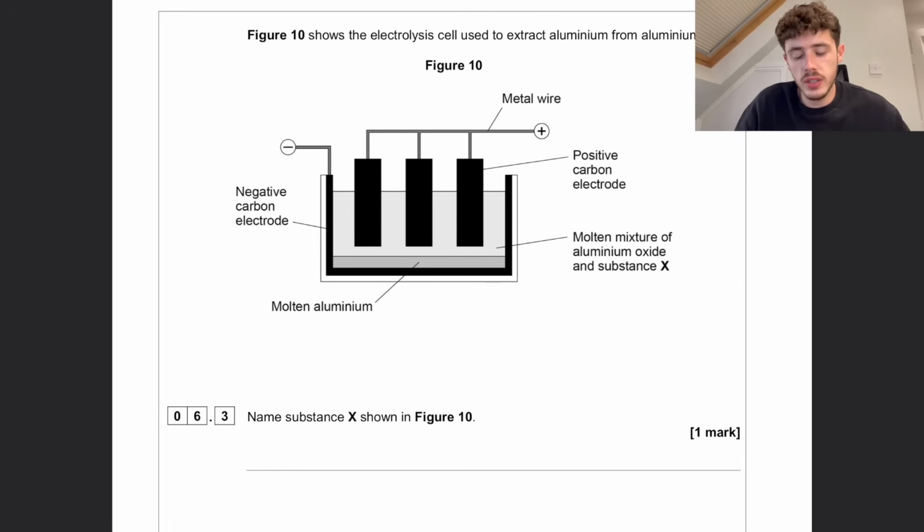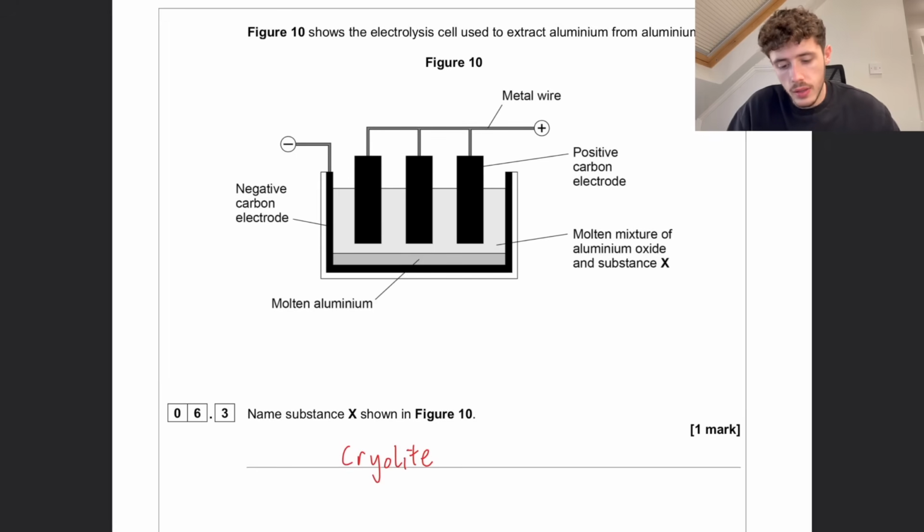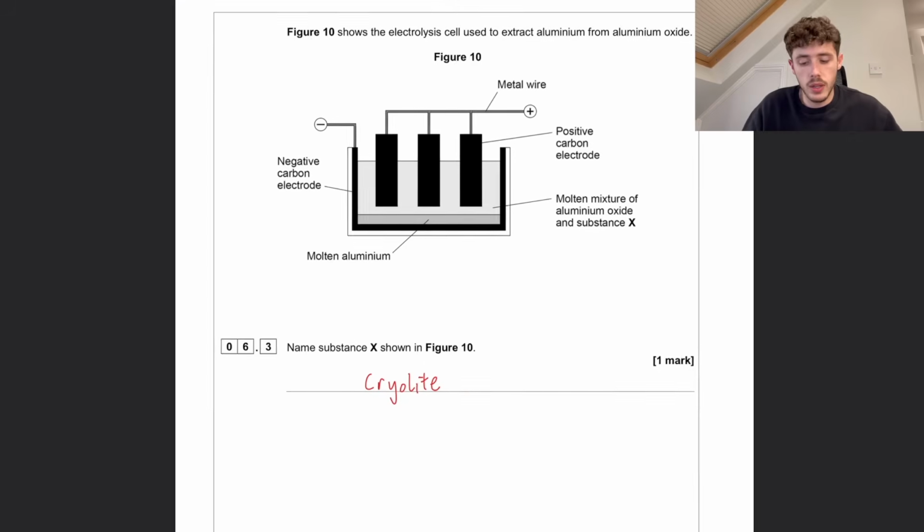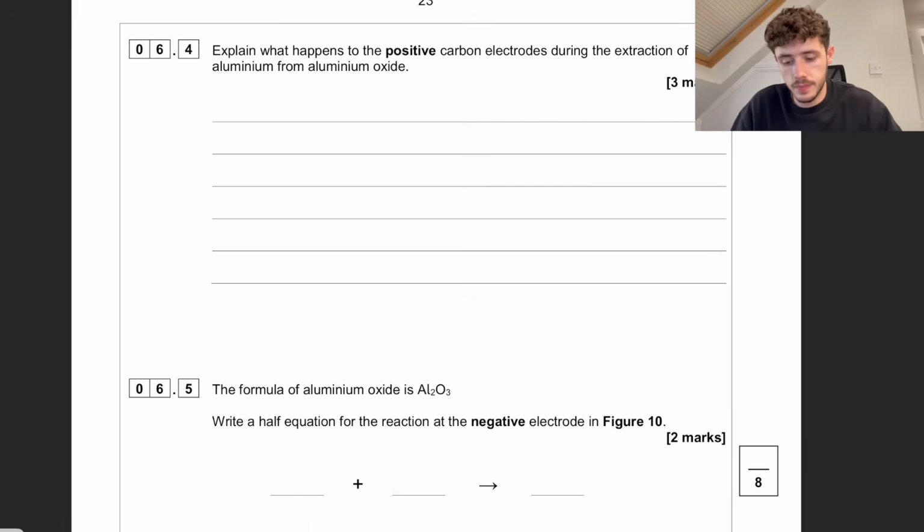Figure 10 shows the electrolysis cell used to extract aluminium from aluminium oxide. Name substance X shown in figure 10. So typically when working with aluminium oxide, to make the reaction work a bit quicker and more cost effective, there is a solution called cryolite that is used, and it basically has a lower boiling point than aluminium oxide, so it can become that molten state much quicker and using less energy basically. So it's definitely something to be aware of. It is a very specific question within the electrolysis area, so make sure you do know the electrolysis stuff well in order to answer this question.